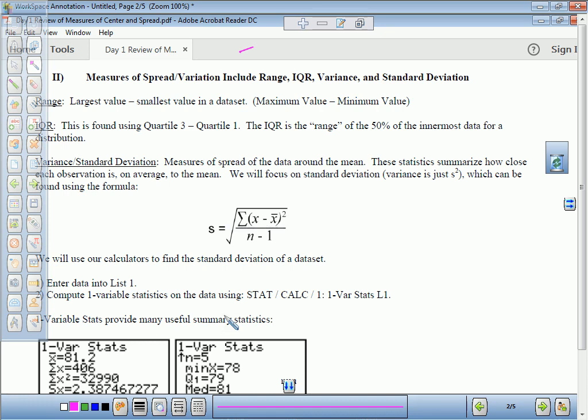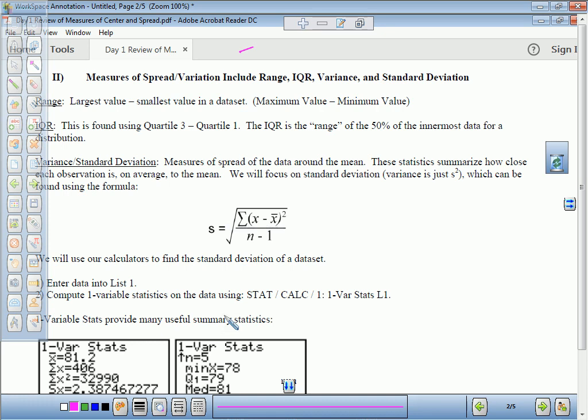But IQR is interquartile range. And the interquartile range also helps describe how far apart the data is spread. The way we find that is we take Q3 and subtract Q1 from it, the third quartile minus the first quartile. We'll revisit that in a minute.